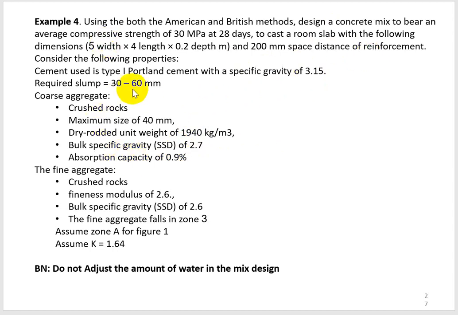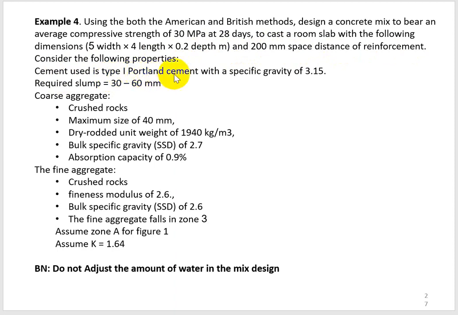فلو تلاحظون المعطيات مثل باقي المعطيات الموجودة بباقي الأسئلة إنه using both the American and British method design a concrete mix to bear an average compressive strength of 30 megapascal at 28 days to cast a roof slab with the following dimensions, the same dimensions as we have in the previous examples. Also we have one of the quizzes that has the same dimensions, and 200 millimeter spacing distance of reinforcement, and consider the following properties.